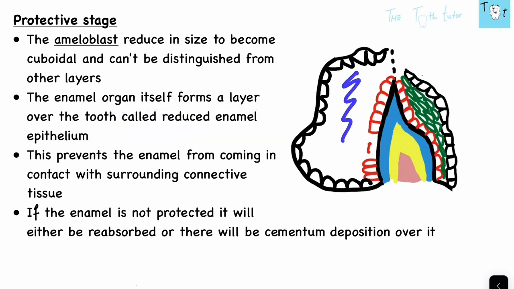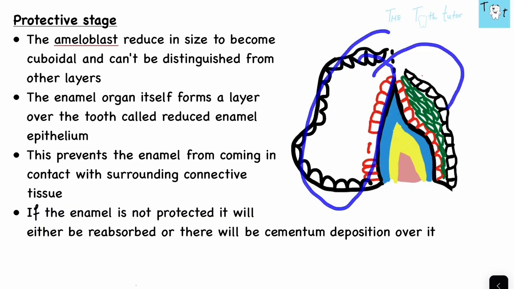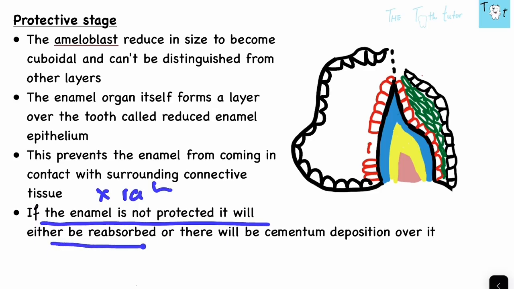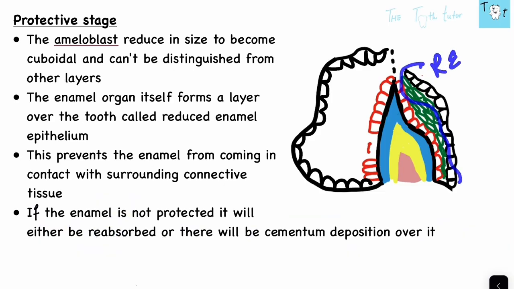Okay, the enamel organ itself forms a layer over the tooth called reduced enamel epithelium. So you see, the green layer was present over here. Now this entire structure collapses to form this layer over the tooth. This is called reduced enamel epithelium. This prevents the enamel from coming in contact with the surrounding connective tissue so that no reabsorption takes place. If the enamel is not protected, it will either be reabsorbed or there will be cementum deposition over it. So this entire process of formation of reduced enamel epithelium is the protective stage.